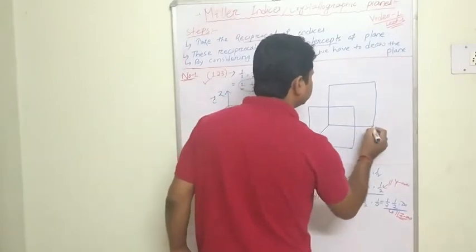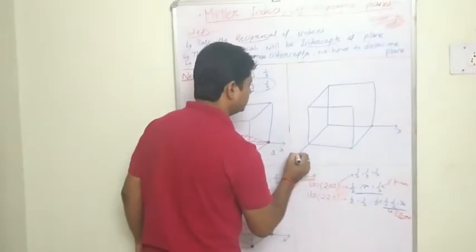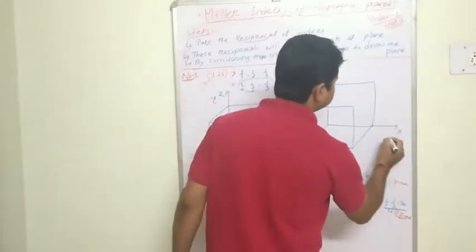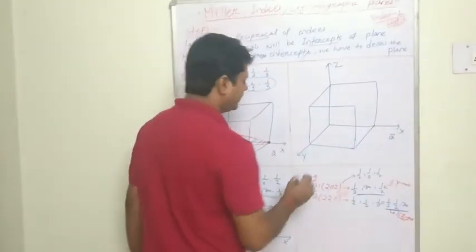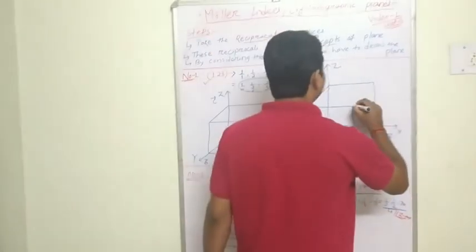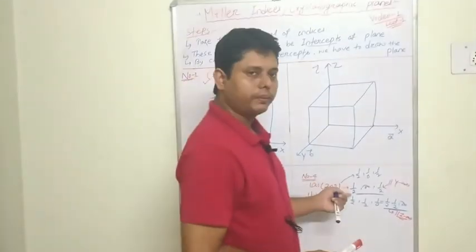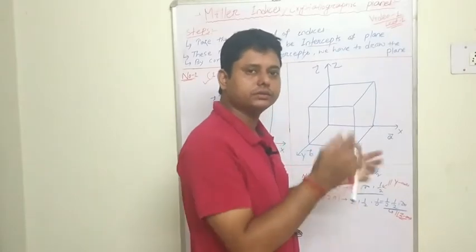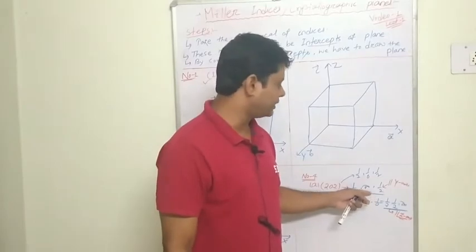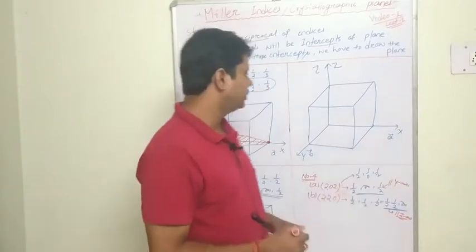So this is our x and this is our y direction, this is our z direction, or we can say this is the translation vector a direction, b direction and c direction. Now we have to consider the first intercept. The first intercept is 1 by 2, which means on the x-axis 1 by 2 you have to consider. On the y-axis it is infinite, that means the plane has to be parallel to the y-axis, and on the z it has to be 1 by 2.